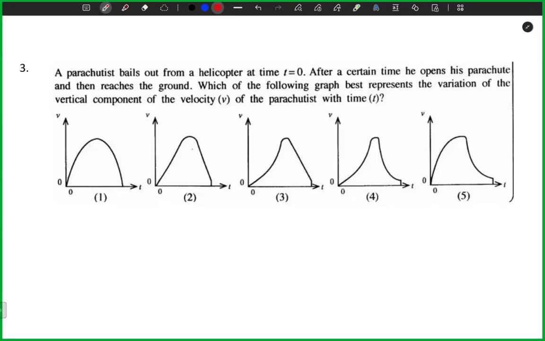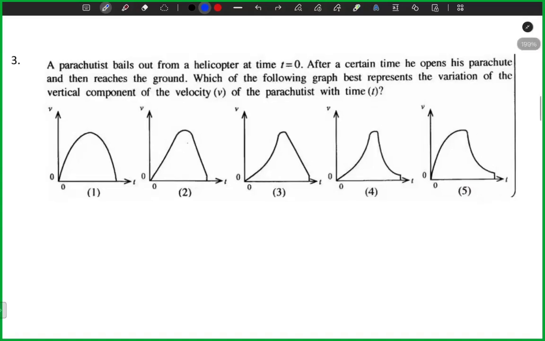It's actually the fifth one. Oh no, it's the fifth. So we are going to get the answer as the fifth one. Fifth, yeah, the answer is the fifth one. Okay, okay.